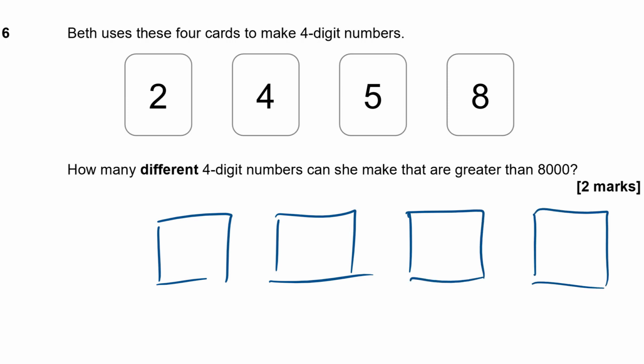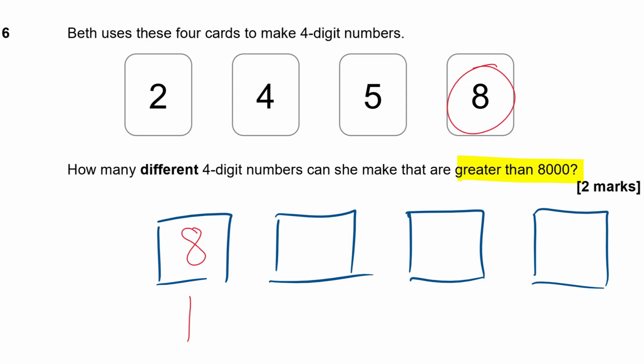Now, my number needs to be greater than 8,000. So I don't have a lot of choice for the first digit. It's going to have to be this one here, isn't it? It's going to have to start with an 8. So it's 8,000 and something. If it starts with 2, 4, 5, it's going to be less than 8,000, so it's no good. Okay, so it has to start with the 8. That was only one choice I had for that.